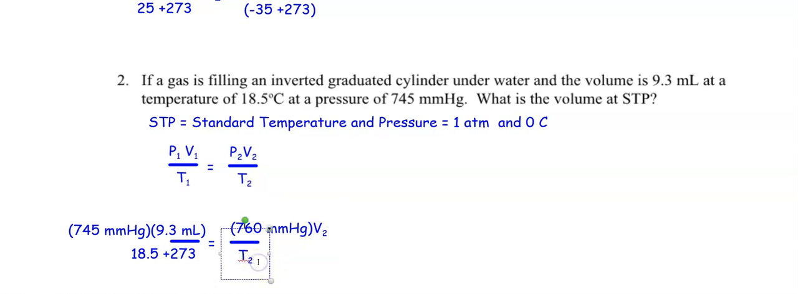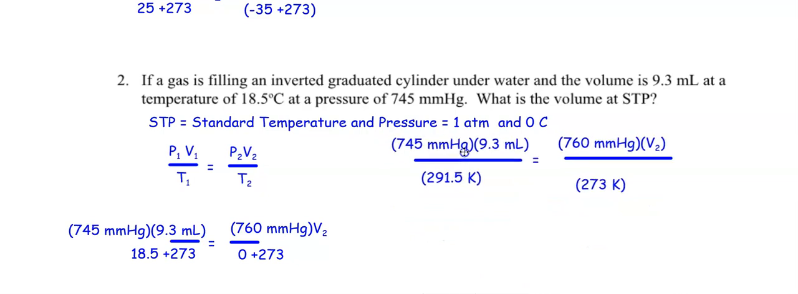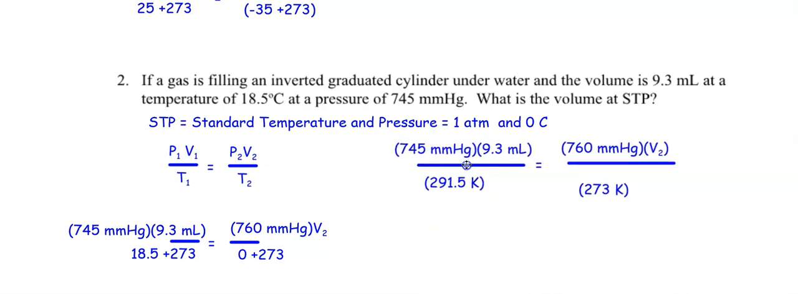Well, automatically I know that can't work. Why not? Because anything divided by 0 is infinite, undefined. All right, you can't. So we have to add 273. Okay, and so now I'm ready to do my math. So I redid it, adding all my values together. I'll move it down a little bit.